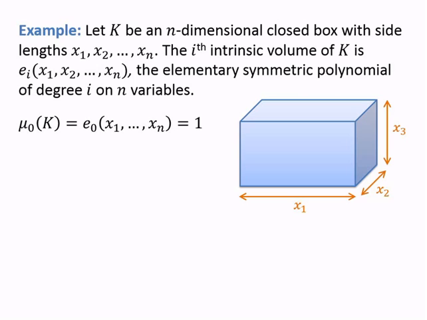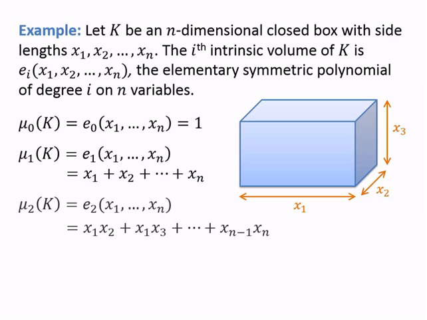This is the zero degree elementary symmetric polynomial, which is 1. 1 is the Euler characteristic of that. The mu 1 valuation is the first degree elementary symmetric polynomial on these variables. It's a sum of the side lengths. Think of it as the length of a box, if you will. And so on.